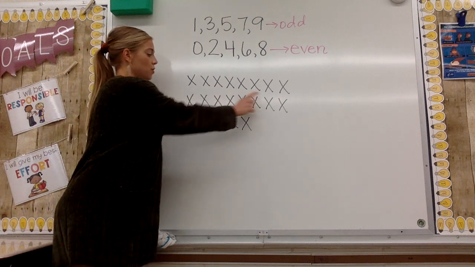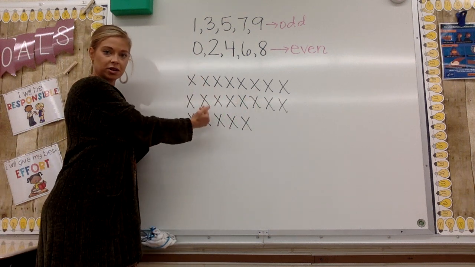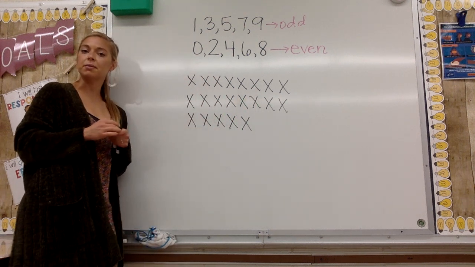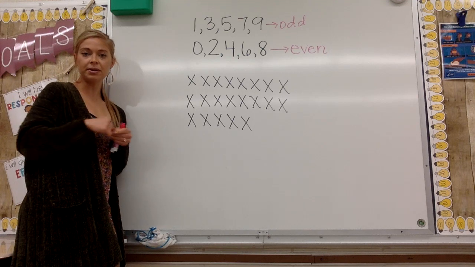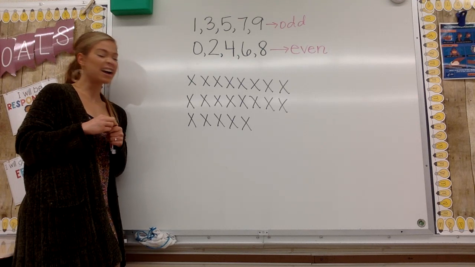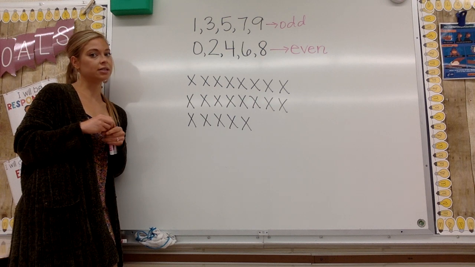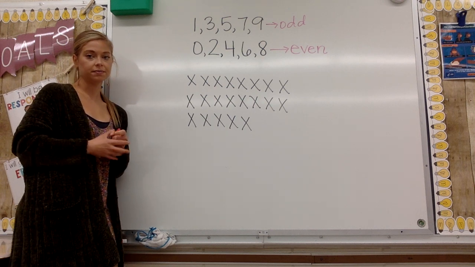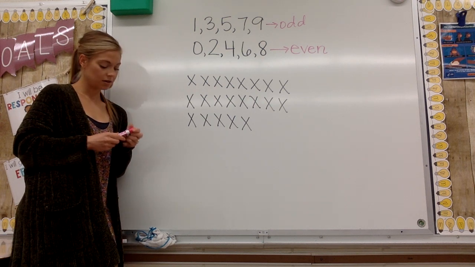See how I put them in nice rows? They're clearly right on top of each other. That's going to be really important when we start learning about multiplication. So if you want to be one step ahead, then you should make your x's really, really nicely right on top of one another. Okay?